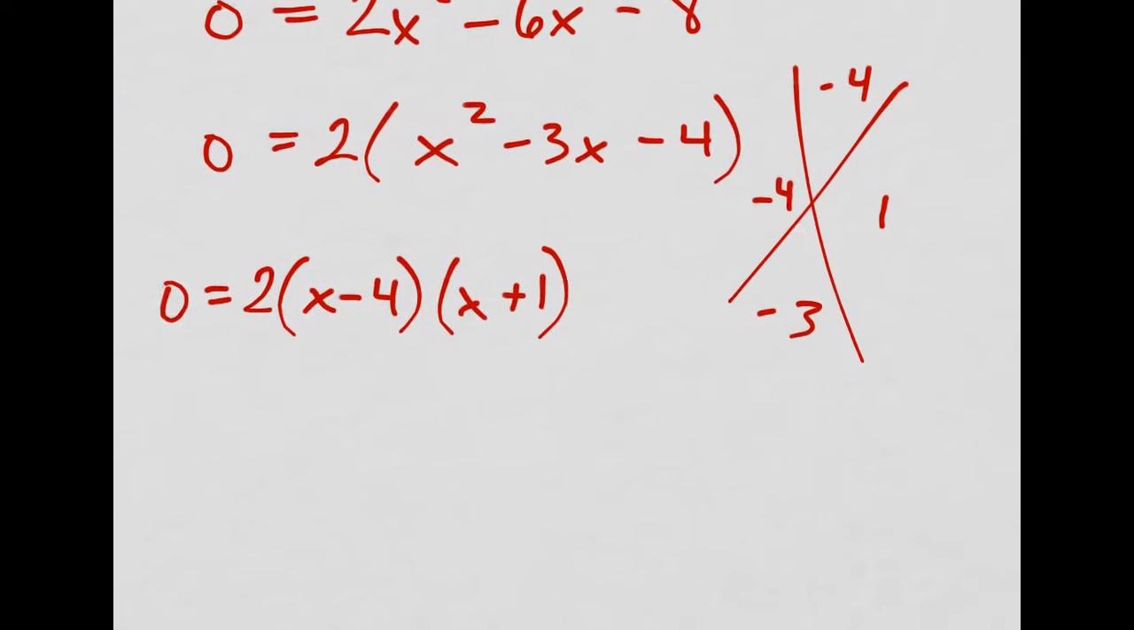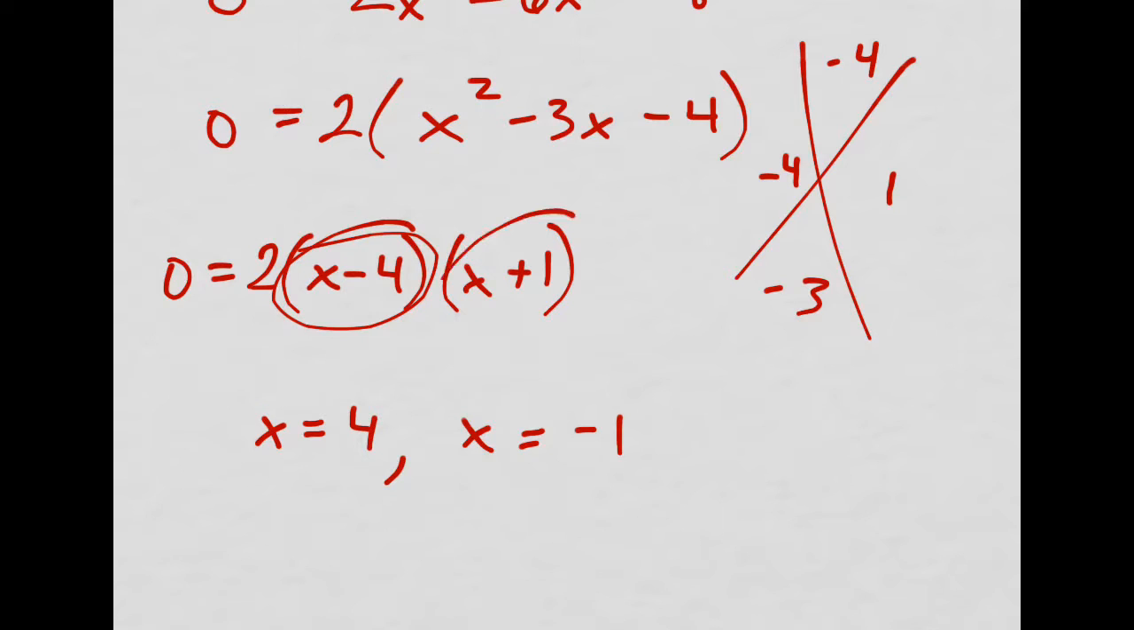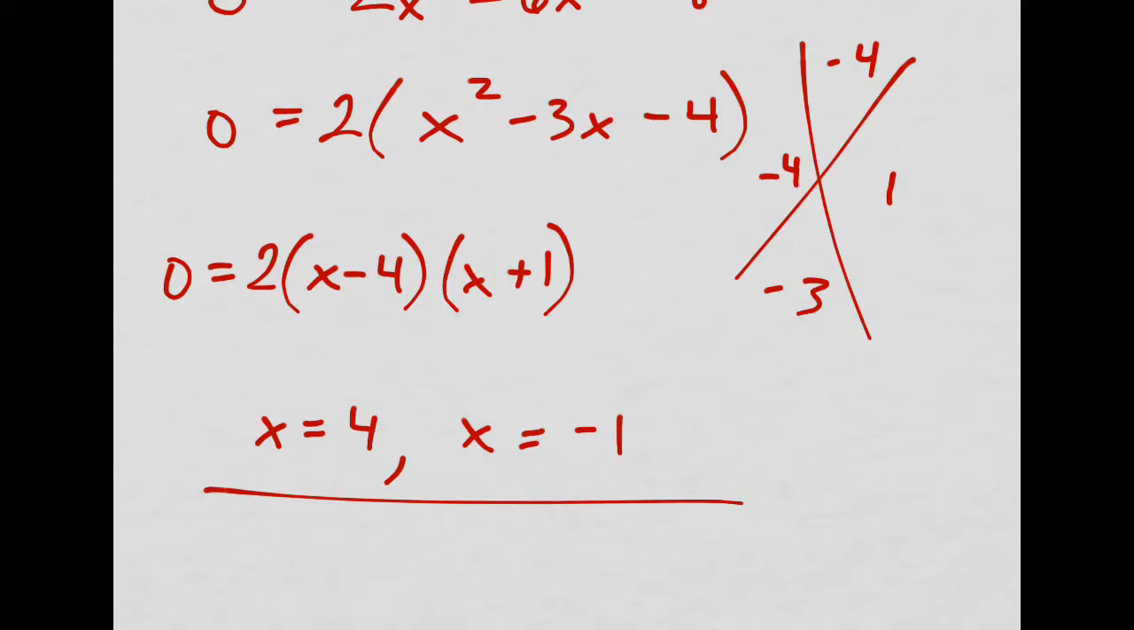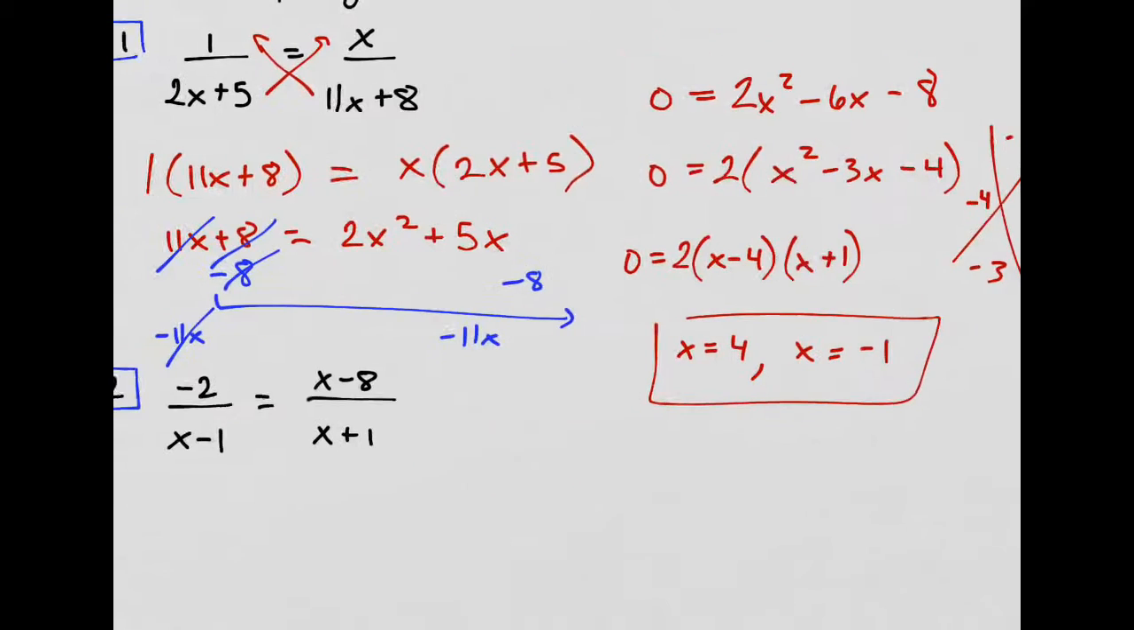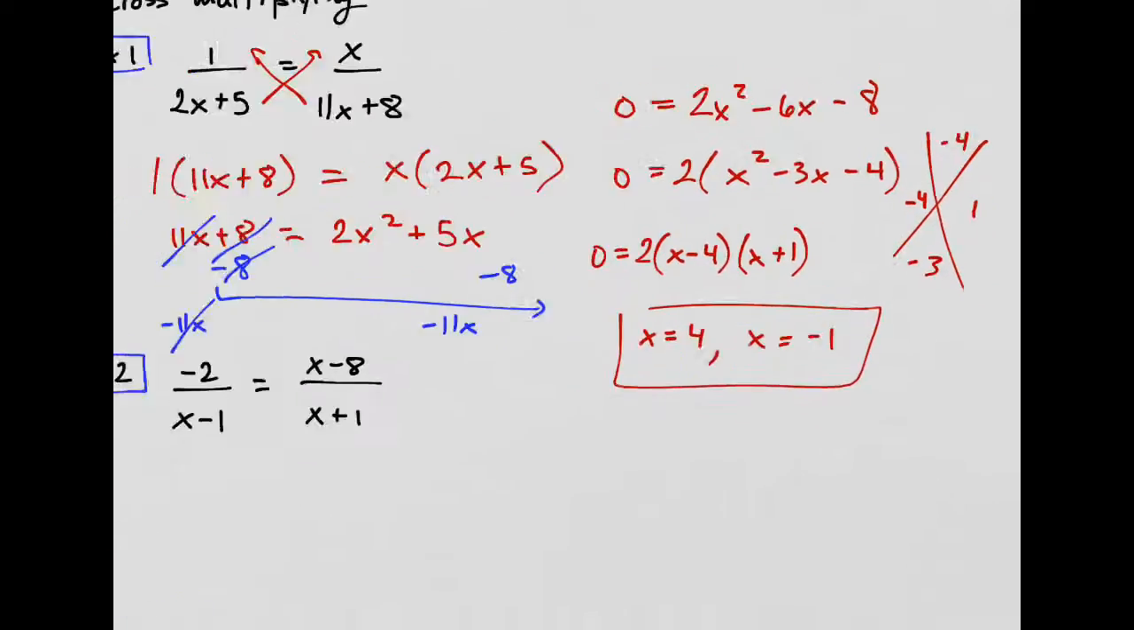What are my answers here? 4 and negative 1. x equals 4 and x equals negative 1. We have the 0 on the left side, so if this piece was equal to 0, then our equation would work. Same with this piece. If it was equal to 0, our equation would work. So those are the answers there. And to check, we could just plug them in. I don't want to check right now.